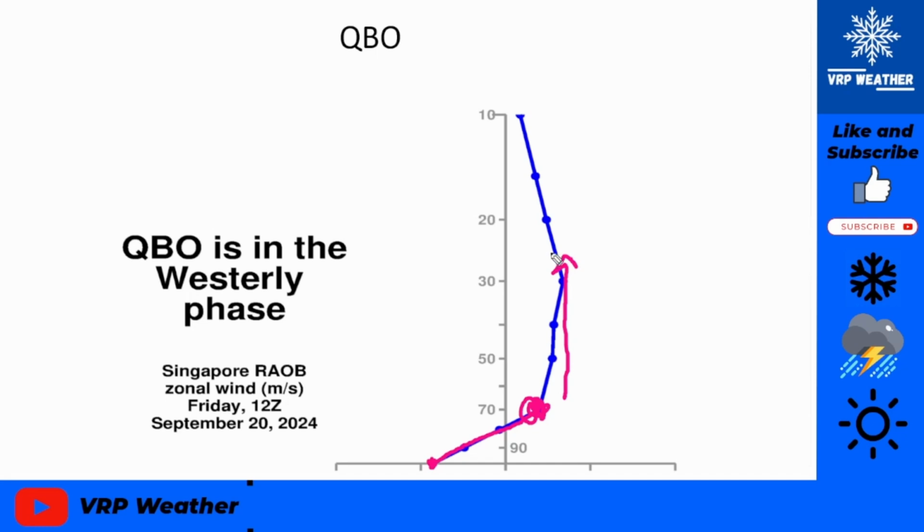We're going to stay in the easterly phase throughout winter before you start to see us creeping back towards that westerly phase, most likely after winter. So that's something we have to keep in mind as well, the quasi-biennial oscillation.